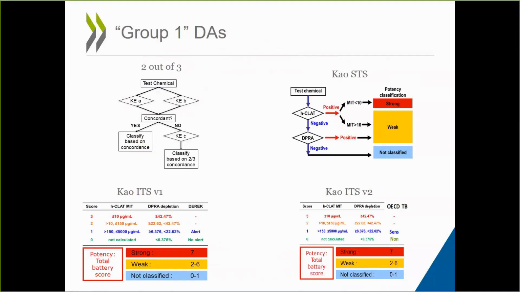The COW STS requires the first step be the HCLAT, and based on the minimum induction threshold from that step, the chemical is determined to either be strong or weak from that initial first in vitro method, and then the second in vitro method helps to discriminate weak from non-classified or non-sensitizers. And then, as I mentioned, the COW ITS is an integration of not only the 2 in vitro methods, but also in silico approaches, and it's simply a scoring based on the results of the in vitro and the in silico.